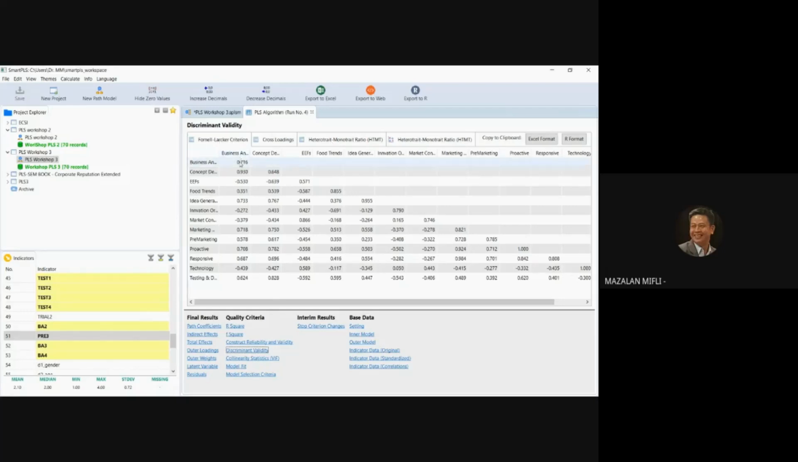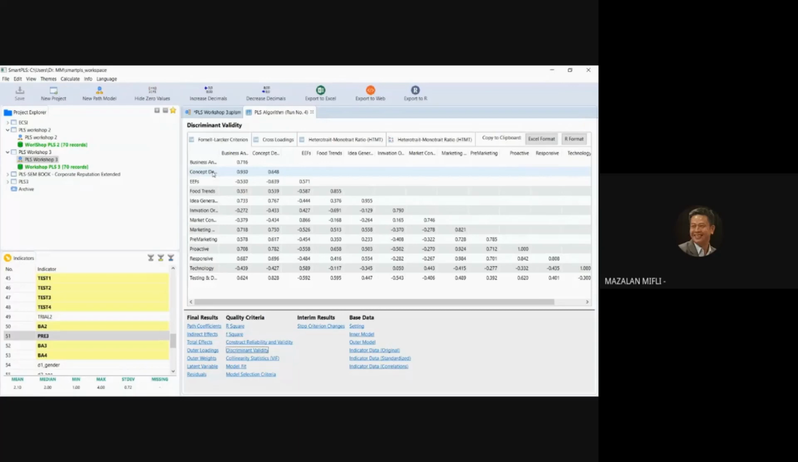Under the Fornell-Larcker criterion, okay, we use the diagonal values, that is the square roots of the AVE, to ensure that none of them are violating the parameters. What does that mean? It means that there should be no value here that is higher than the square root of the AVE. All right. So if you look at here, there is a concept element, but this concept element is the main construct. So this one doesn't count, okay?